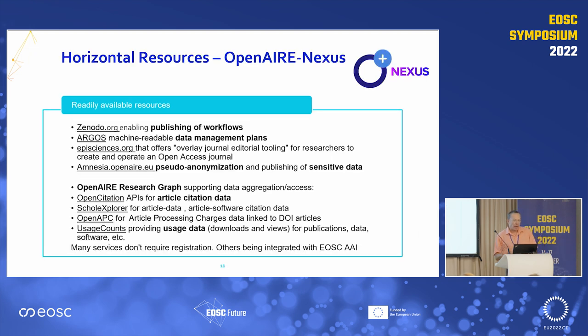And finally, you have the Open Air Nexus, which is the third of the main infrastructures behind the EOSC. We have a number of different resources, publishing workflows, enabling you to create data management plans, pseudo-anonymization services, dealing with sensitive data when you do not want the data to be made identifiable. A number of different resources supporting and creating the Open Air research graph, including usage information, processing charges, etc. And many of these can be used straight away without even needing to be registered.